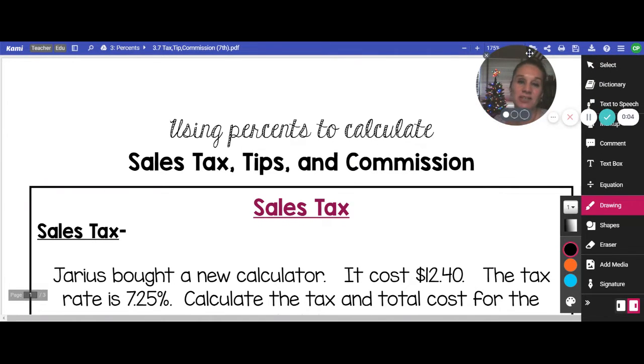This is Mrs. Painter, and today I'm going to be teaching you guys about using percents to calculate sales tax, how to calculate tips, and how to calculate something that we call a commission. So we're going to jump right in with calculating sales tax.